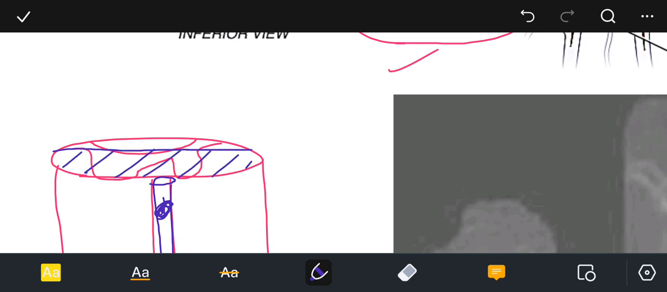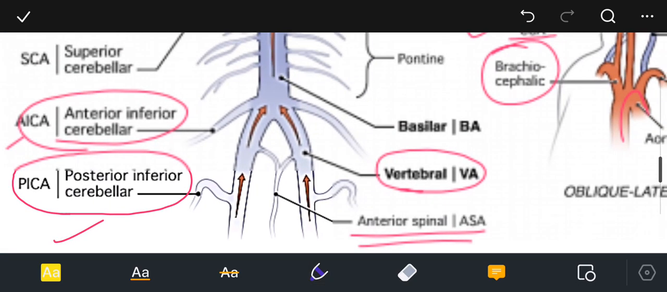The posterior columns, which take the sensation of vibration and proprioception, will be intact. Other than that, all the sensations and the motor functions of the anterior 2/3 of the spinal cord will be gone. Now let's come back to the circle of Willis.